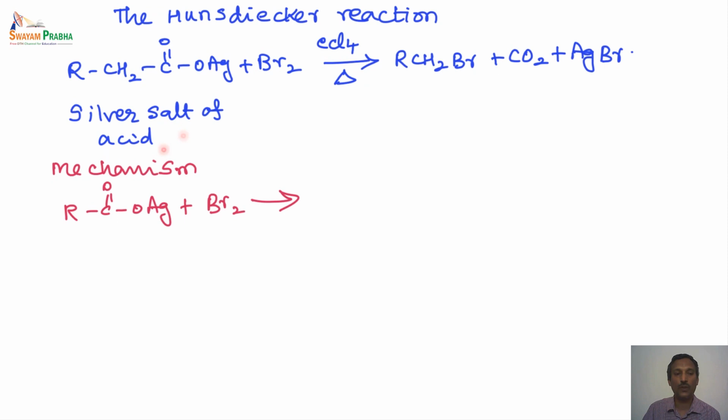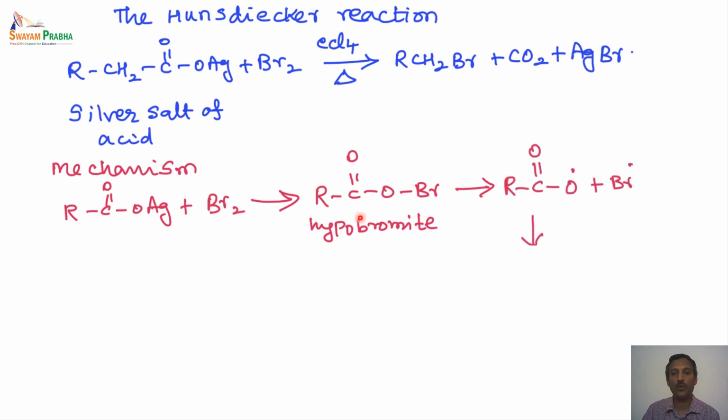If we look at the mechanism of this reaction, the initial step is the formation of hypobromite. This is a very crucial step. This hypobromite undergoes radical cleavage because this O-Br bond is a facile bond which cleaves homolytically to produce a radical. This radical loses a carbon dioxide molecule to give an alkyl radical, and this alkyl radical and the bromo radical both combine together to give the RBr. This is how the silver salt is converted to the corresponding alkyl halide.